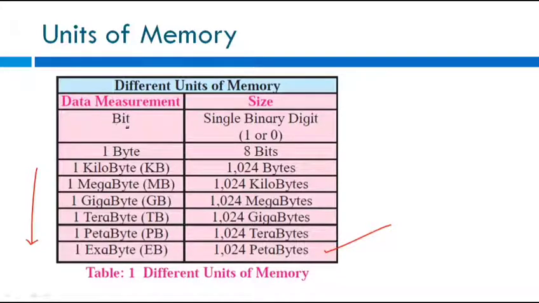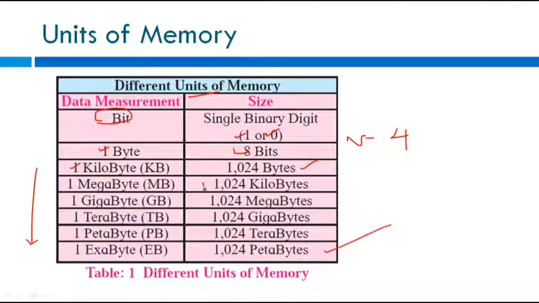When we talk of the different units of memory, the smallest unit is the bit, which is either 1 or 0. 1 byte is 8 bits. In between you have the nibble, which is 4 bits. Then when you have 1024 bytes, it is called 1 kilobyte.